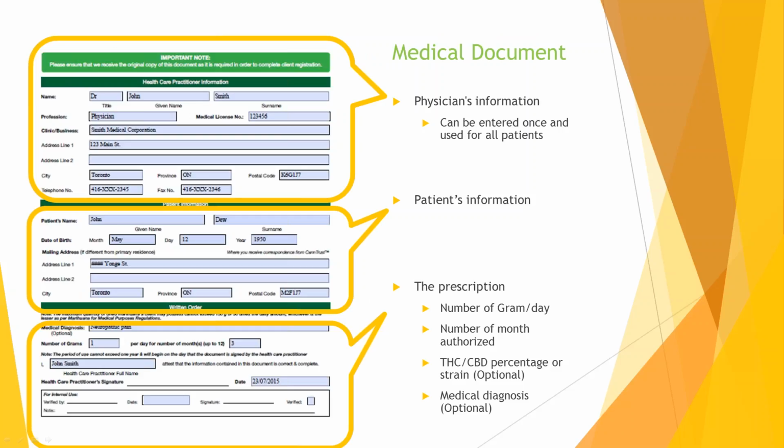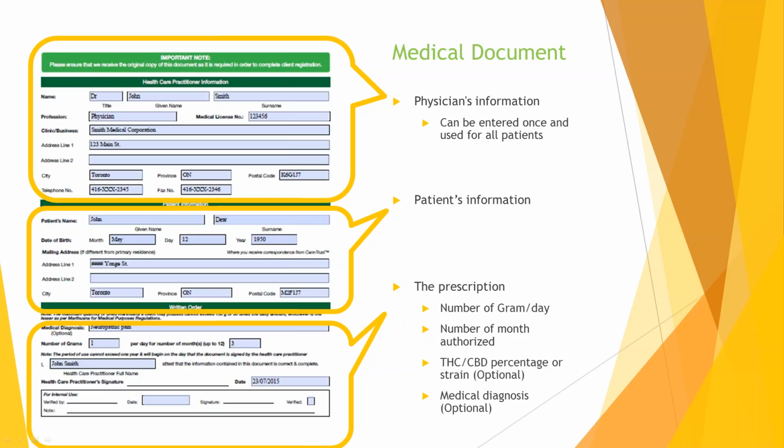This is an example of the medical documents. I mentioned a couple of times during the presentation that a patient needs a medical document. In other words, the medical document is equivalent to a prescription. So it has a section which is the physician's information, a section with the patient information, and a section for the medication. But in this case, it's cannabis. So the patient is going to identify the number of grams per day the patient is going to use, the duration for the prescription, which is a maximum of 12 months, and the physician can put any duration that they deem appropriate for the duration of the prescription.